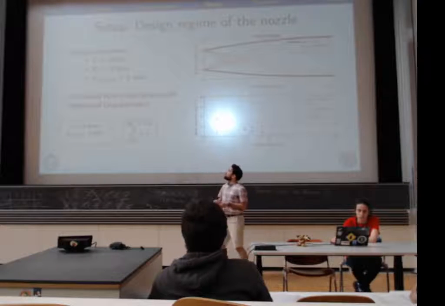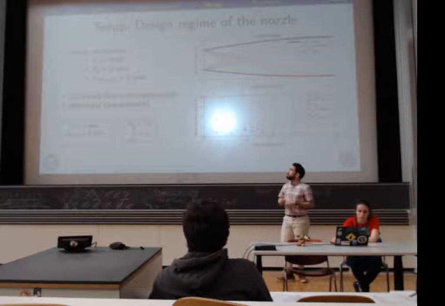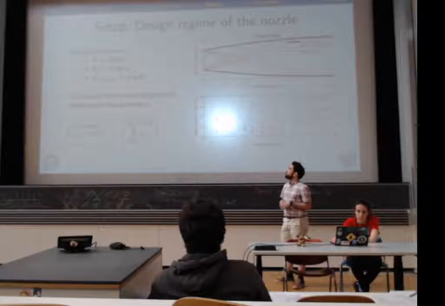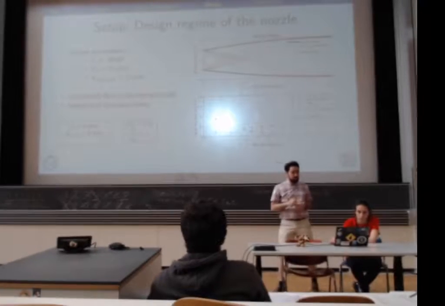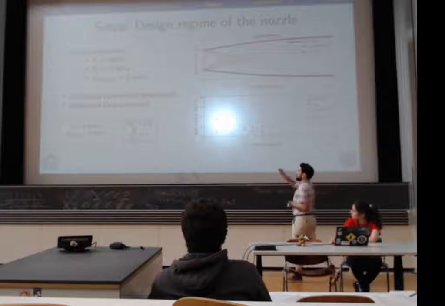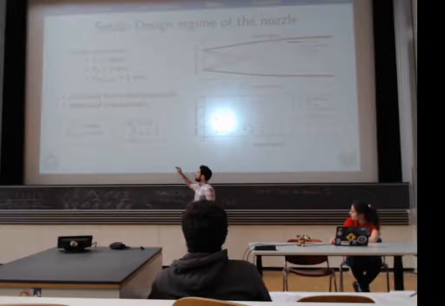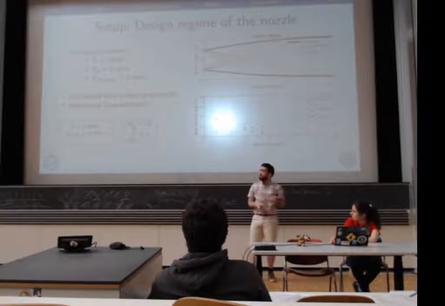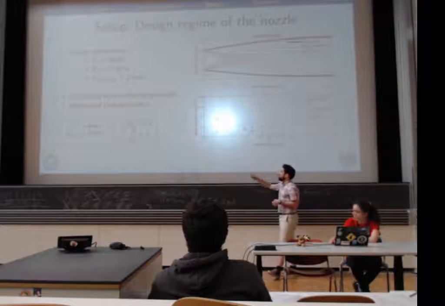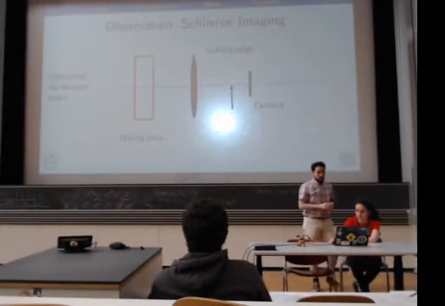Our design parameters were the ambient temperature of 200 Kelvin, a pressure of 5 atmospheres, and a throat diameter of 2 millimeters. We found that the optimal length would be 6 millimeters and the exit diameter would be 4 millimeters, and this gives us an exit Mach number equal to 2 and a pressure ratio equal to 1.